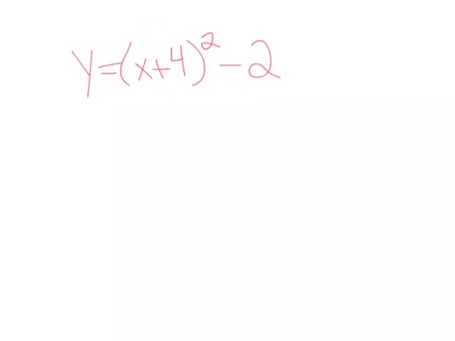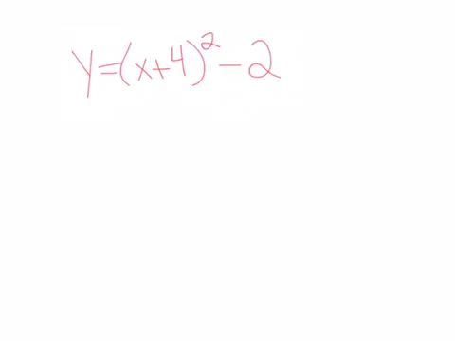The number outside of the parentheses, in this case the negative 2, represents the up and down movements. The sign is always correct on the outside, so you don't change it. This negative 2 would represent a movement down 2 units.